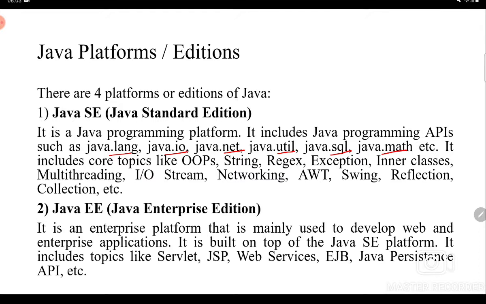So these APIs are used in order to develop different types of programs. Okay, and these programs are based on object-oriented programming paradigm, string, regex, exceptions, inner classes, multi-threading, IO stream, networking, AWT, swing, reflection, collection, etc. So most of the course related topics we will be sticking to this Java standard edition.